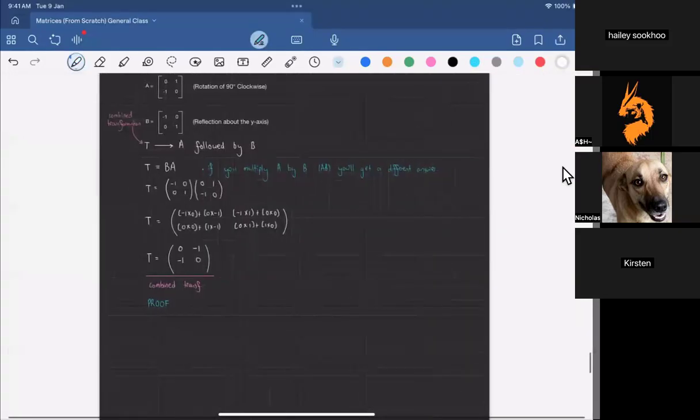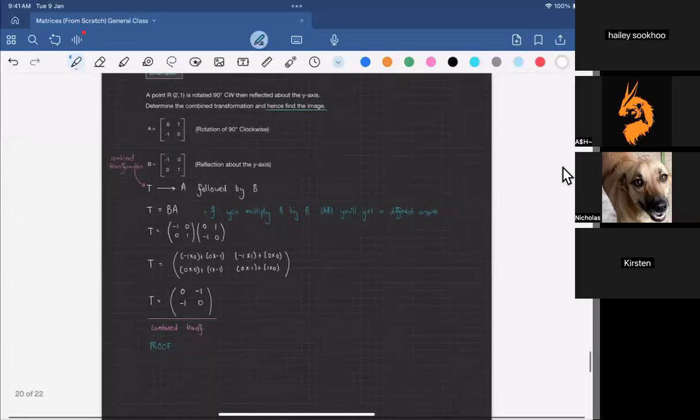So this is what I want you all to do. I want you all to find the image R prime. Exactly what I just now defined. So Haley, I want you all to take that point. I want you all to multiply it by A first, and whatever answer you get, I want you to multiply it by B. That's what I want you all to do.